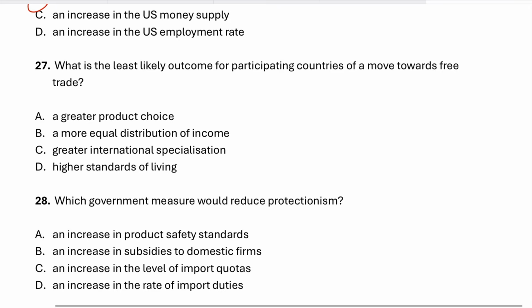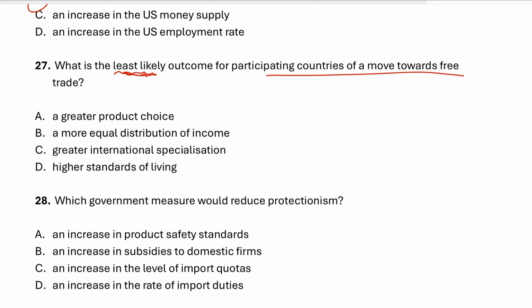Question number 27: what is the least likely outcome for participating countries of a move towards free trade? Now, what is the least likely outcome? So what would free trade do? Free trade would increase product choice. Yes. It would encourage specialization. Yes. It may raise living standards. Yes. It would result in more efficient production.